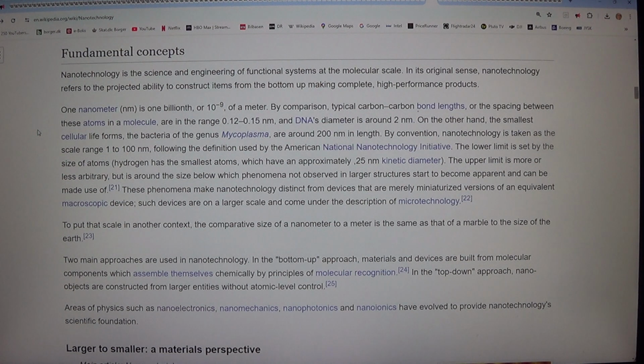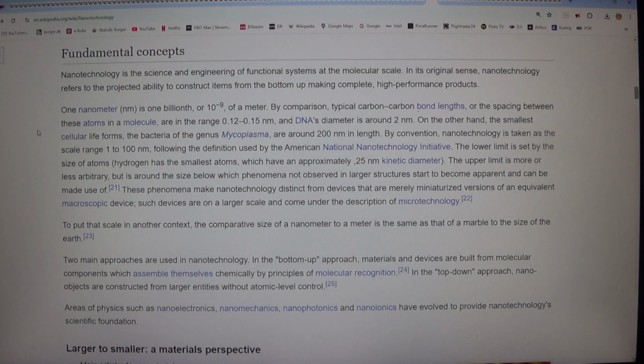These phenomena make nanotechnology distinct from devices that are merely miniaturized versions of an equivalent macroscopic device. Such devices are on a larger scale and come under the description of microtechnology. To put that scale in another context, the comparative size of a nanometer to a meter is the same as that of a marble to the size of the Earth. Two main approaches are used in nanotechnology.